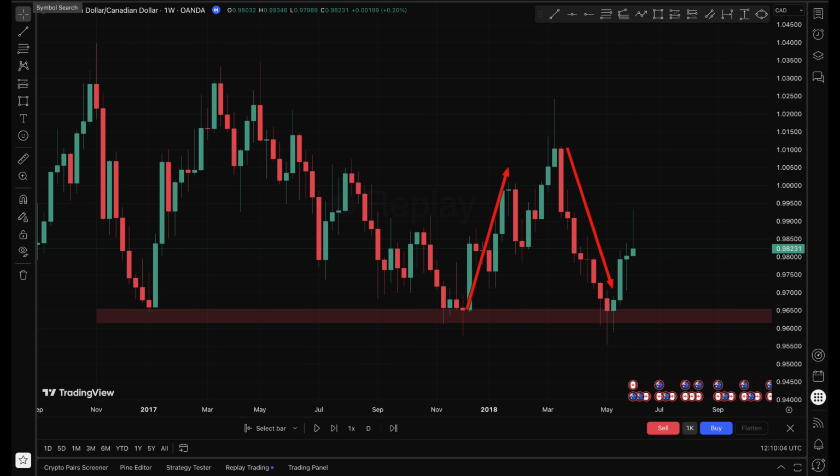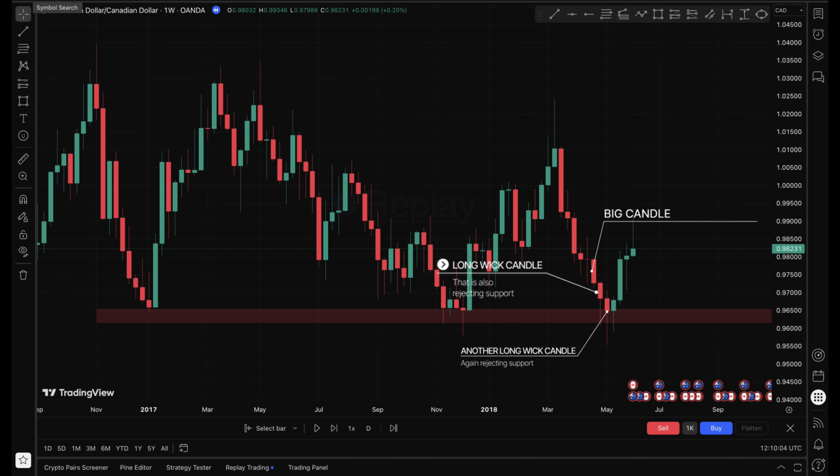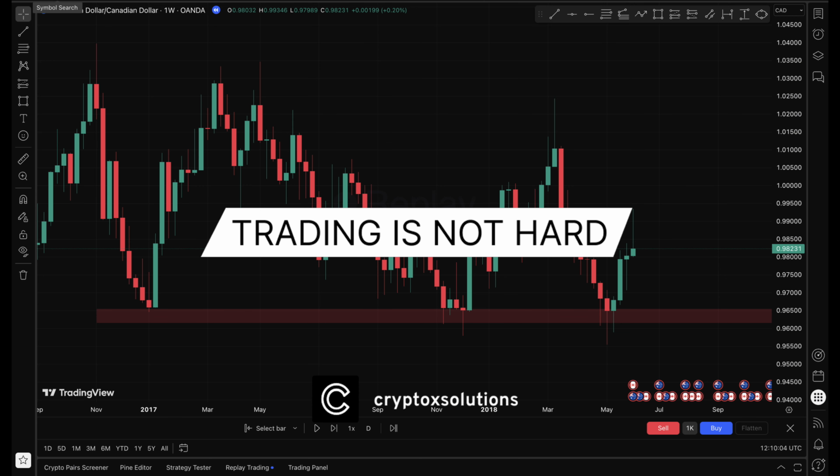Later, price comes down to this area again. A big candle, then a smaller long wick candle rejecting support. Another perfect long wick candle, then a green inside bar rejecting support. Price reverses upwards again. Trading involves zero guessing. You simply look for the right price action and act on what you see. That's what technical analysis is in a nutshell.